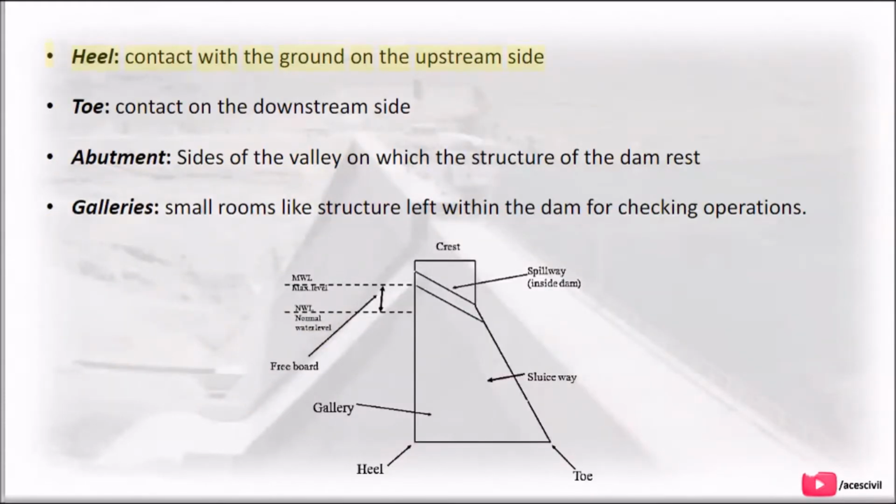Heel, contact with the ground on the upstream side. Toe, contact on the downstream side. Abutment, sides of the valley on which the structure of the dam rests. Galleries, small room-like structures left within the dam for checking operations.